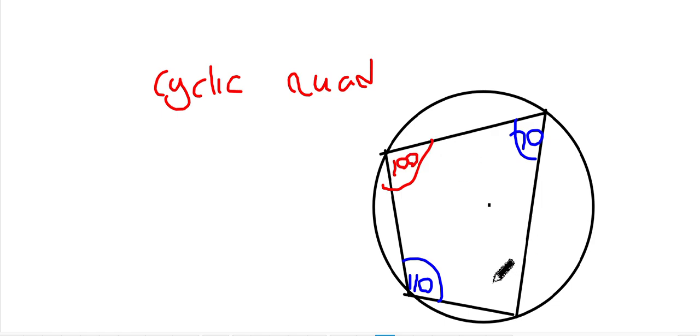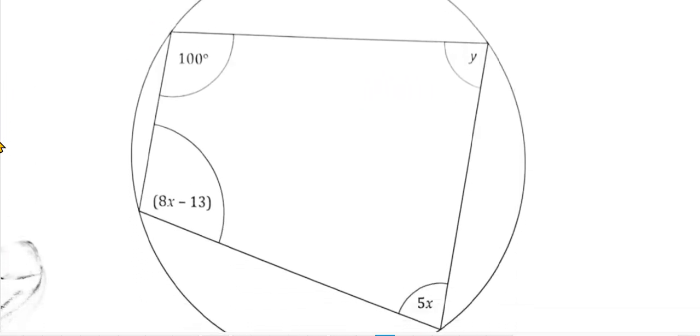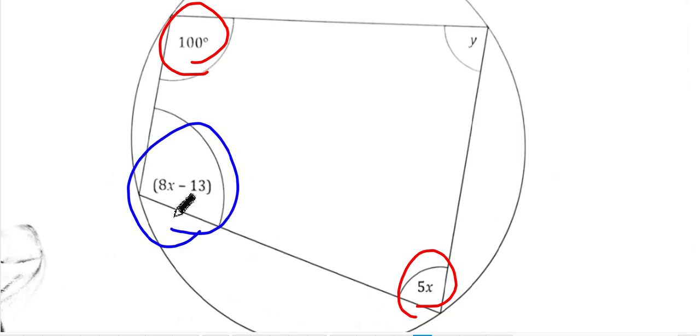So what does that make the red angle? You got what I'm talking about? Okay. So this question is a cyclic quadrilateral. And what I'm saying is the following. The two red angles add up to, what do the two red angles add up to? 180. The two blue angles add up to 180 as well. I want you to figure out what is the x value and what is the y value. Off you go.